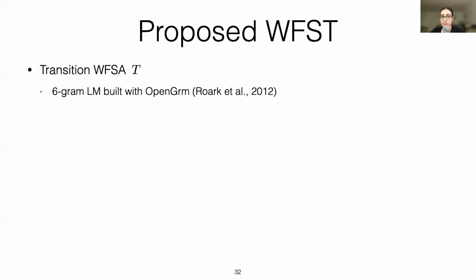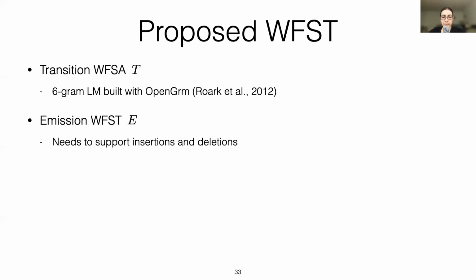So much like an HMM, our finite state model is made of 2 main components. The first one is the transition model. That's a 6-gram character level language model of the native script, which we implement using OpenGRM. And the second part is the emission model, which needs to have arcs corresponding to every possible substitution, insertion, and deletion. This is the core part of our model, and I'm going to explain it in more detail in a moment.